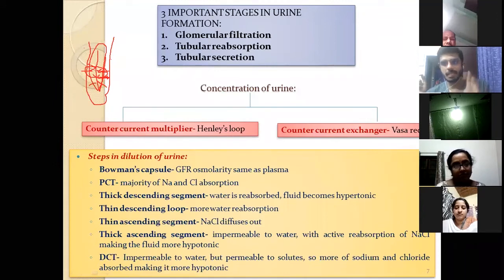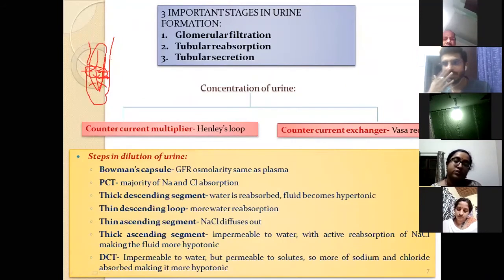Once you attain that hyperosmolar state, that is maintained by a mechanism called counter current exchanger. So counter current exchanger is just a maintaining mechanism. This is done by the chief blood vessel in the kidney, which is called the vasa rectae. Got the concept? For your entrance, you have to remember only two things. Where does counter current multiplier occur? Where does counter current exchanger occur?